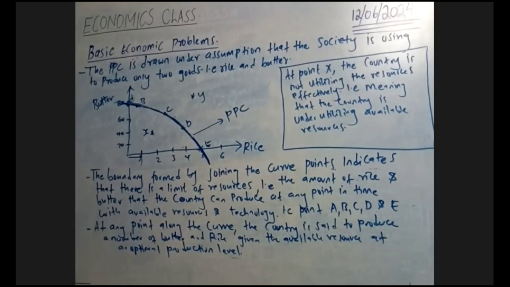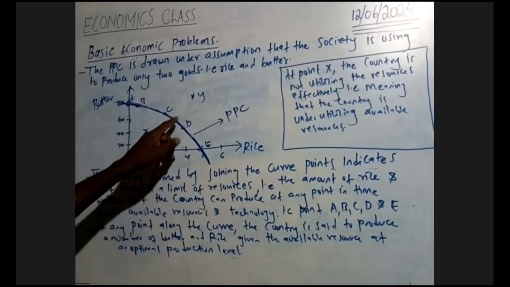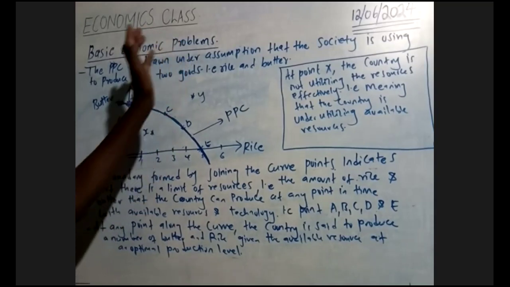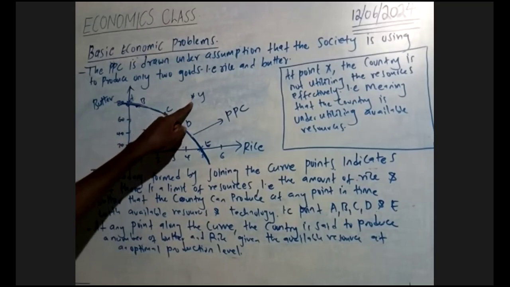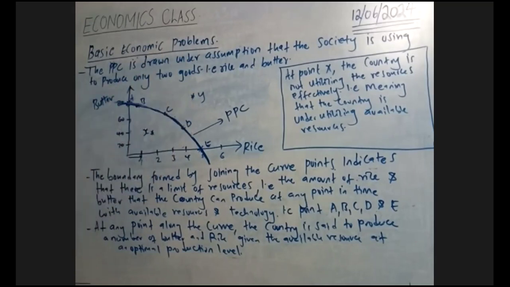Then you have also point Y. Point Y is above our capacity. We cannot produce anything above this line. So at point Y, the country does not have sufficient resources to produce at point Y.